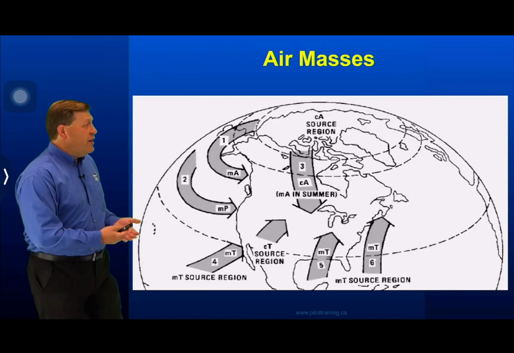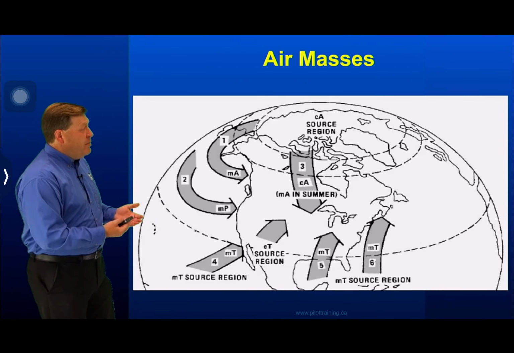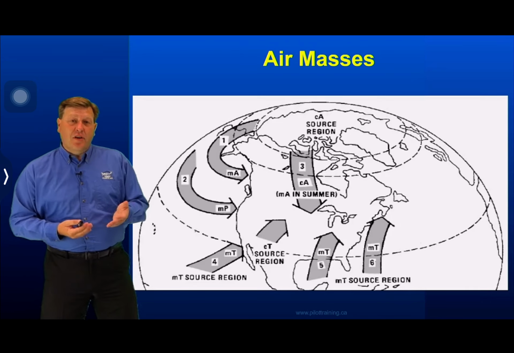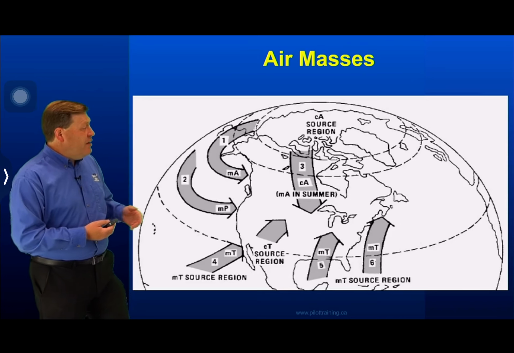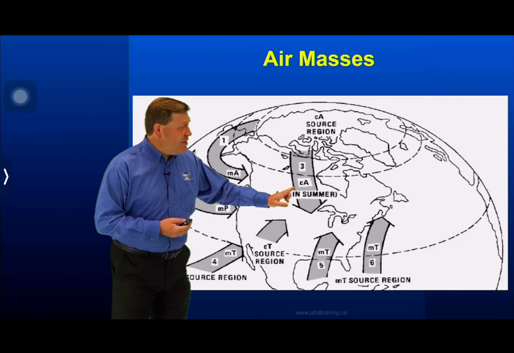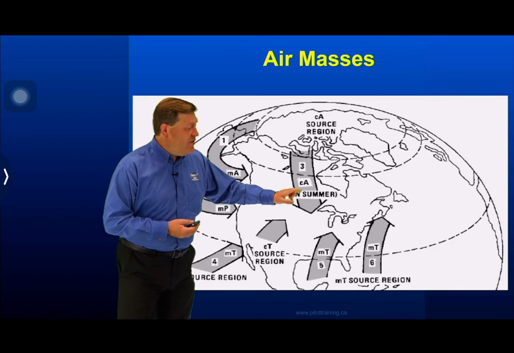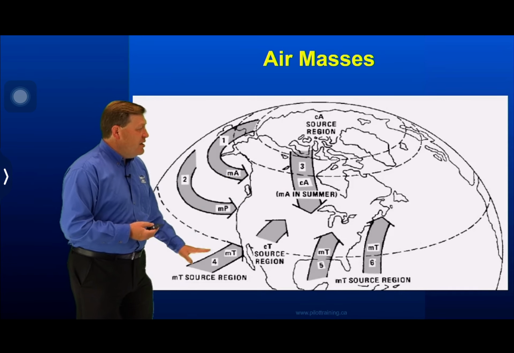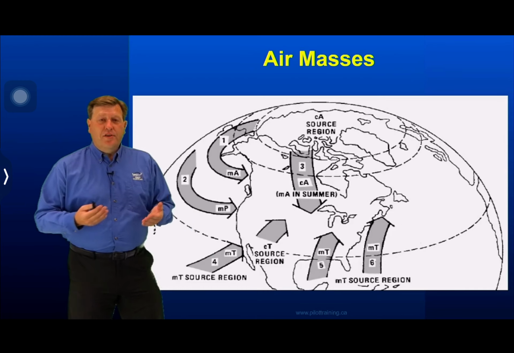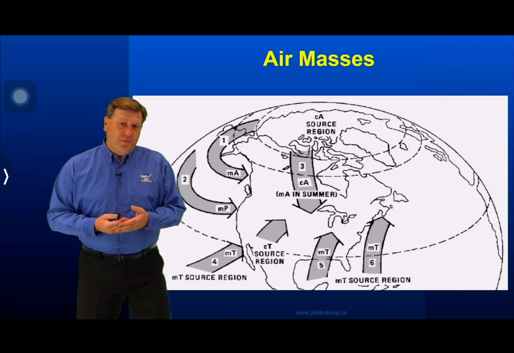So here's a little bit of a global picture of air masses, and when it comes to Canada, their common regions of formation. We can see that as we look at these air masses, they have identifiers: CA, MA, MP, MD. We'll start to go over those in a little bit more detail.